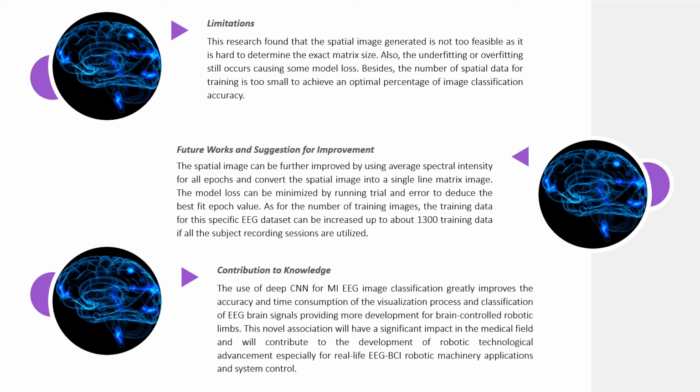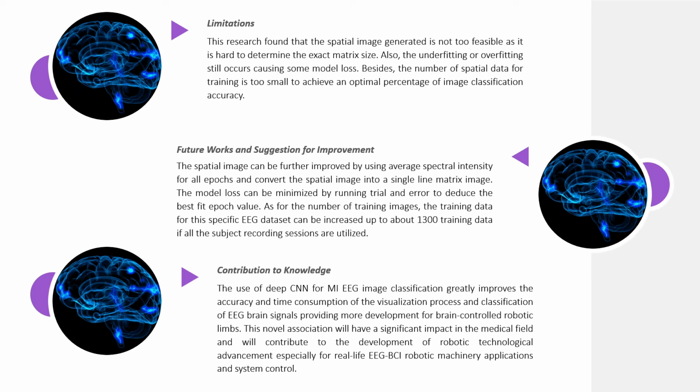The spatial image can be further improved by using average spectral intensity for all epochs and converting the spatial image into a single-line matrix image. The model loss can be minimized by running trial and error to deduce the best fit epoch value. As for the number of training images, the training data for this specific EEG dataset can be increased up to about 1,300 training data if all the subject recording sessions are utilized.